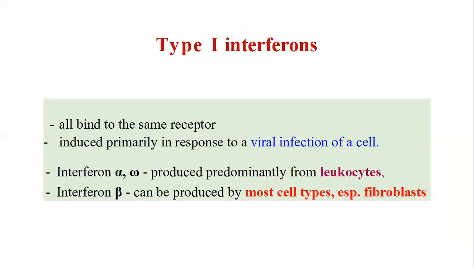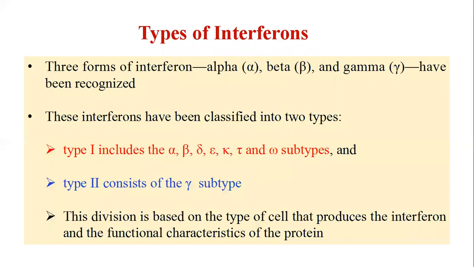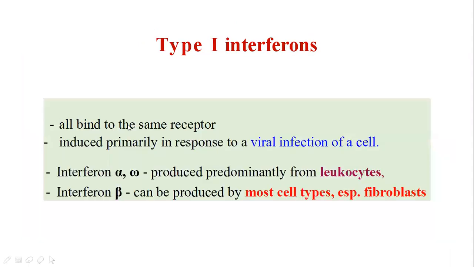So what are the type 1 interferons? Type 1 interferons bind to the same receptor. These are all the types of type 1 interferons mentioned here. All these interferons bind with the same receptor and are induced primarily in response to viral infections of a eukaryotic cell. Interferon alpha and omega are produced predominantly by the leukocytes.